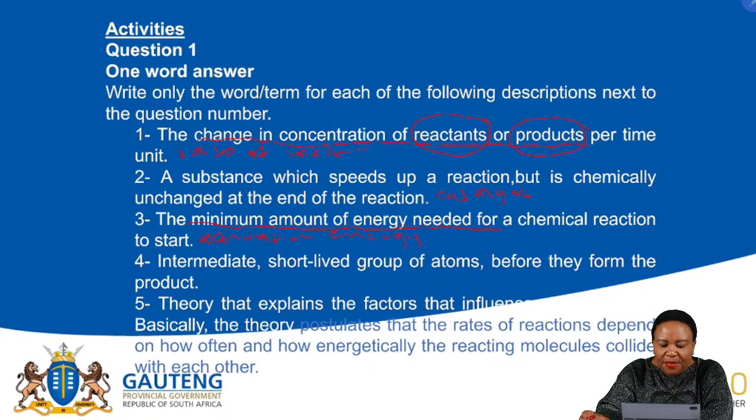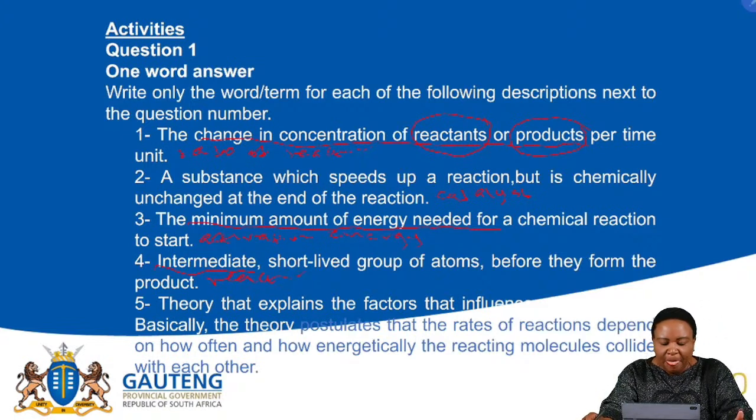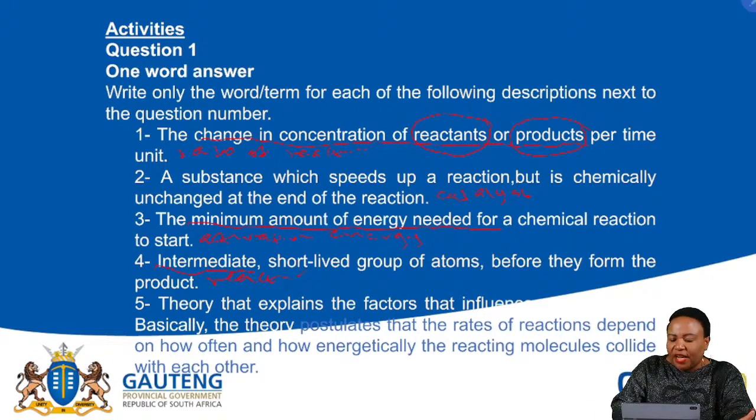And then the intermediate short-lived group of atoms before they react to form a product. I think we know that these groups of atoms that are there before the products are formed are going to be our reactants, because they're the ones that will start the reaction. They're the ones that will be there initially before the reaction starts. Then we have our reactants. And then the theory that explains the factors influencing the rate of reaction, which depends on how often and how energetically the reacting molecules collide. That theory, I think we have explained as our collision theory.